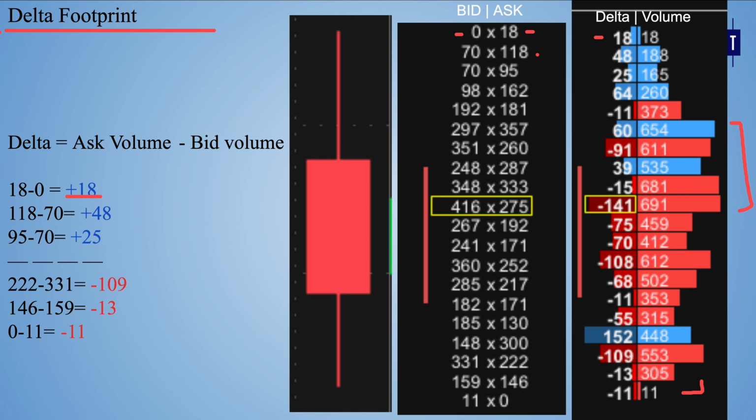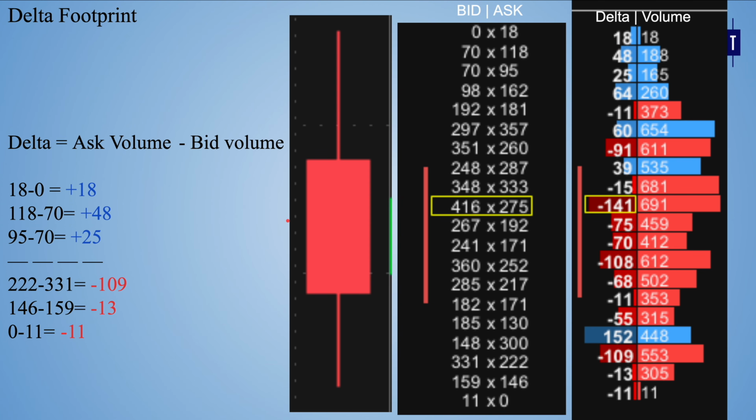Moving down, ask volume minus bid volume. 118 minus 70, over here, 118 minus 70 gives us positive 48 right here. And then 95 minus 70 gives us positive 25. All right, simple math. And all this delta footprint is doing is basically doing the computation of this footprint automatically. Some people use these footprints, and there's ways you can trade this, but I'm focusing on a delta footprint. That's how I trade, but I focus on this.